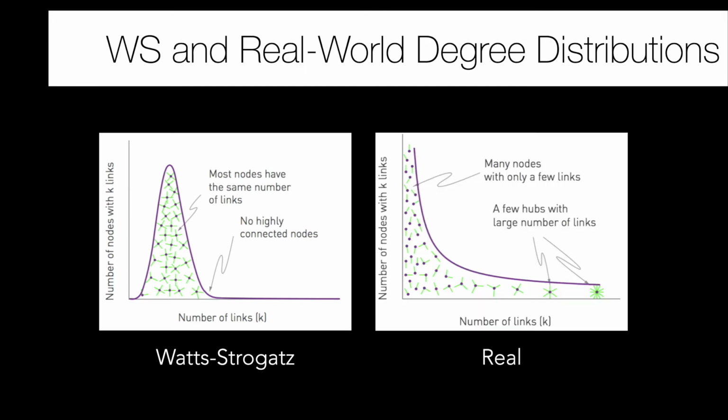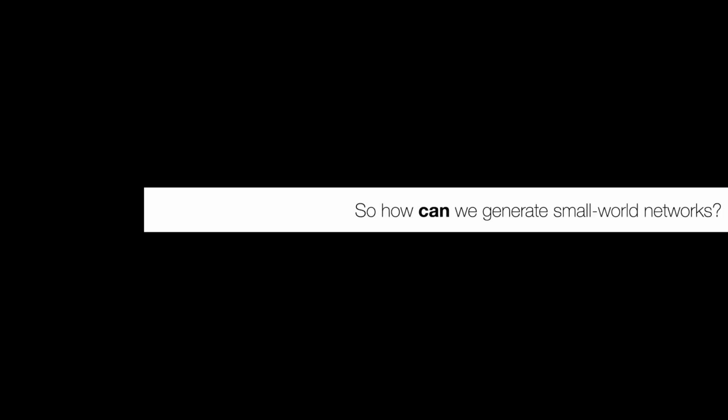And we know in real-world cases that's not the behavior we see. Instead, for real-world networks we see many nodes have only a few links, but we have some small but still not insignificant number of nodes that have very large numbers of links, these hubs that we've discussed before. So the Watts-Strogatz model gets us closer to this idea of small world networks.